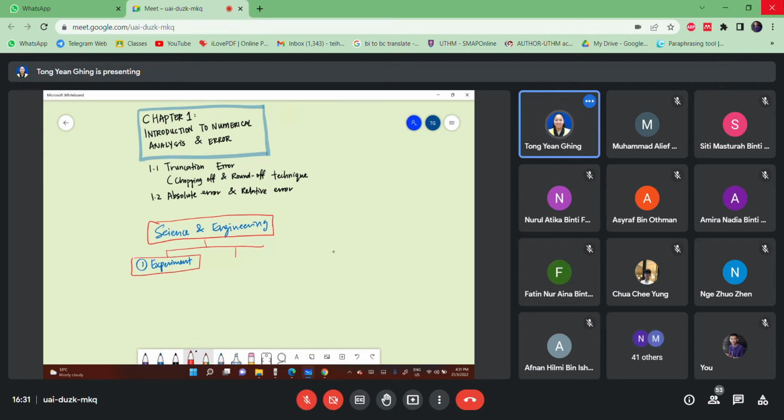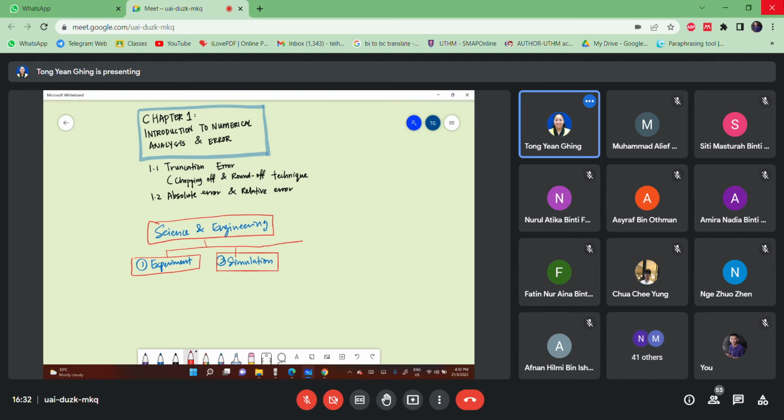And in some cases, we cannot carry out the experiment, because of the size of the problems that we want to solve, or maybe because we cannot do it, for example, earthquake. So we can only do simulations. We cannot wait until there is an earthquake before we do the experiment. So the second method, we can solve the science and engineering problem using simulation. So sometimes we can use simulations.